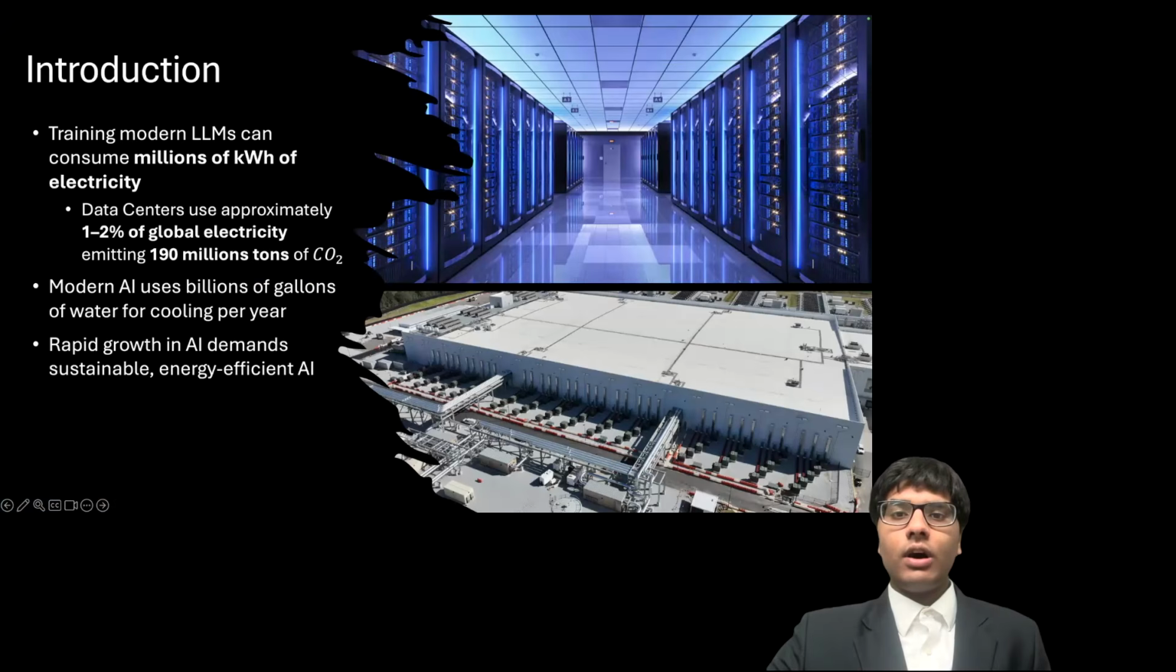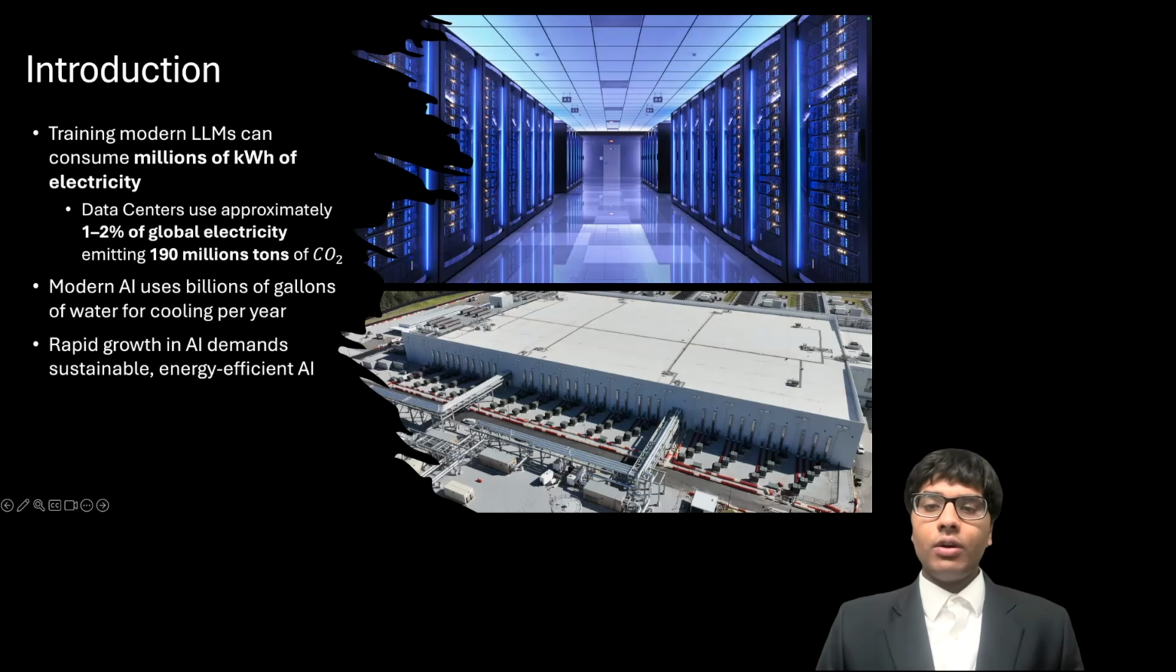Introduction. Training modern AI models like large language models requires huge datasets and massive computational resources. Data centers already consume millions of kilowatts of electricity. This is around 1 to 2% of global electricity and emits roughly 190 million tons of carbon dioxide. Further, modern AI systems consume billions of gallons of water each year for cooling. The rapid growth of AI increases energy and resource demands, creating environmental challenges and emphasizing the need for sustainable and efficient AI solutions.